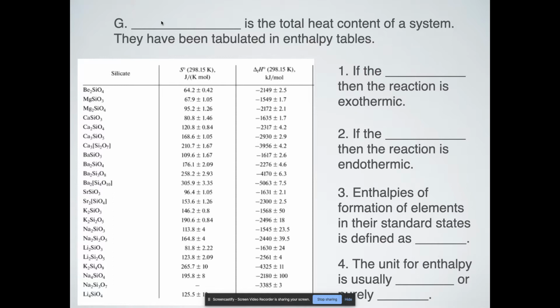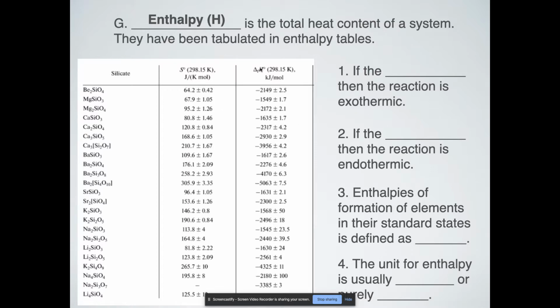Today we're going to be talking a little bit about Hess's Law, but before we can talk about Hess's Law, we have to define what enthalpy is. Enthalpy is capital H, and it is the total heat content of a system. The nice thing about enthalpy is that enthalpies have been tabulated in enthalpy tables. You'll find them in the back of most chemistry books, online, on worksheets, all over the place.